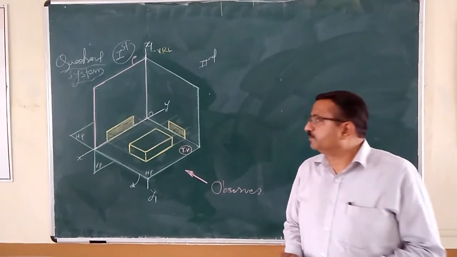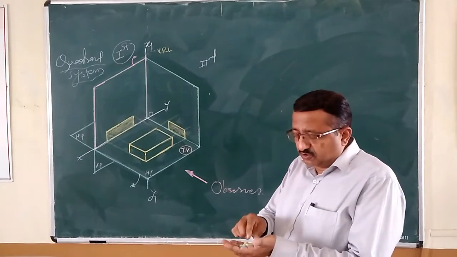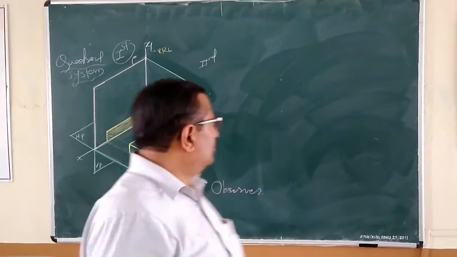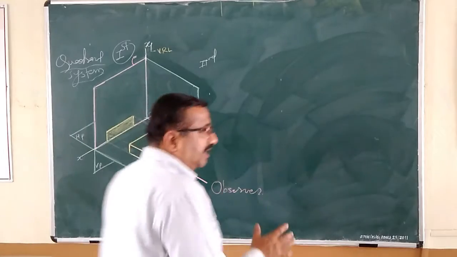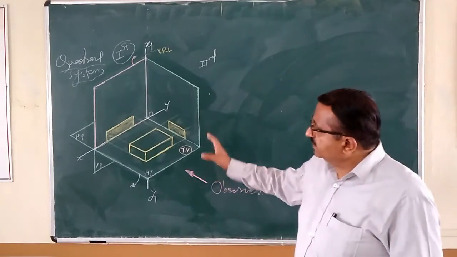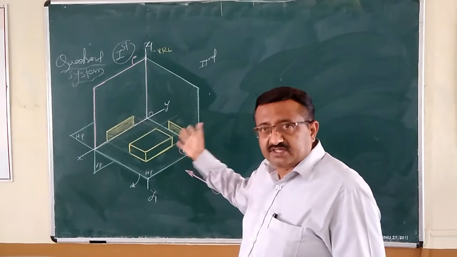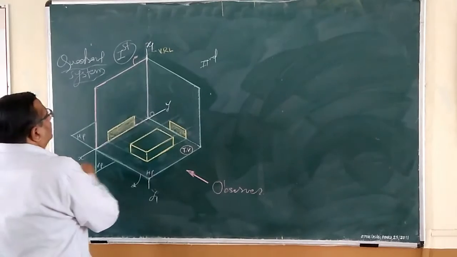We will see orthographic projections with the help of this quadrant system. Last time we saw the case in which the right hand side is used. Now in this case we are going to get the left hand side. The object is always kept in the first quadrant. Earlier it was in the first quadrant, and in this case also it is in the first quadrant. So this is nothing but the first quadrant.